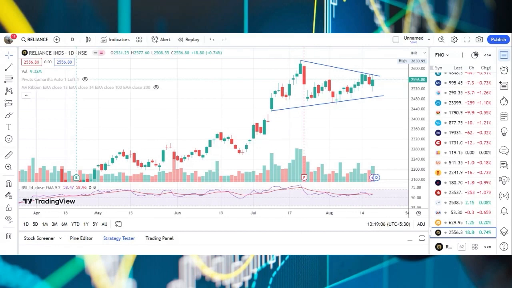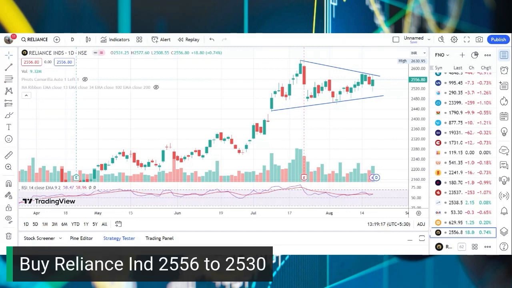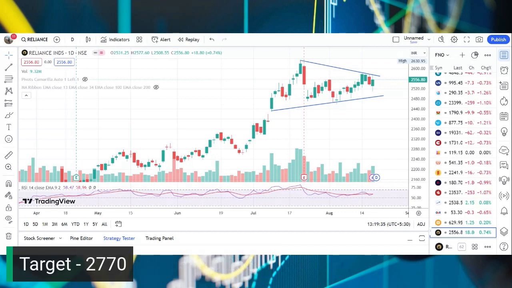The stock has closed around 2,556. Traders can buy the stock, or short-term investors can buy the stock in the range of 2,556, and on corrections to 2,530. Maybe on Monday we might see a gap up opening. Even if there is a gap up opening, one should buy 50%, and after that, if there is a cool off again, one should accumulate at the lower levels for an upside target of 2,770 in short to medium term. Short to medium term could be 4 to 6 weeks, maybe in the next 1.5 months.